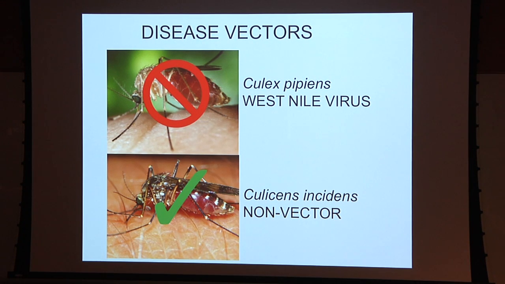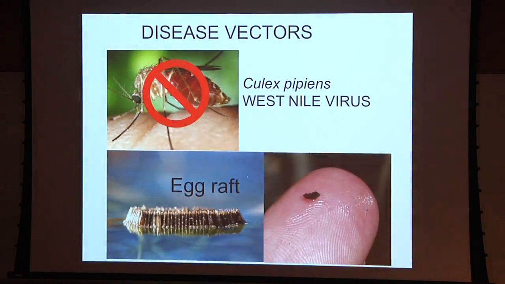You can have a trap. It can collect DNA. It can collect lots of samples. You could actually analyze them as a pooled DNA extract and figure out whether you have the vectors there. And not only do you want to identify them when they're big, you'd like to really identify them when they're little. This is an egg raft of this same species.